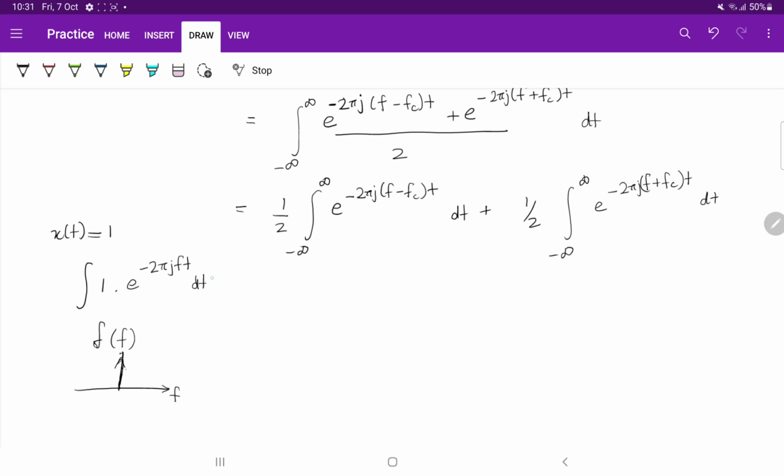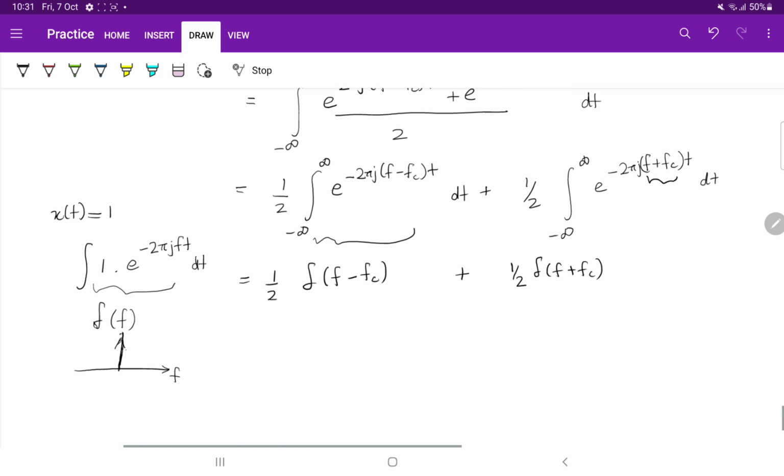Can you see the similarity between this one and this one? Instead of f, there is f minus fc. Can you understand what's going to happen here? Instead of f, if you do this, you get the direct delta function, but now the point is different: instead of f, it's going to be f minus fc. Likewise, if you do this to the other one, instead of f you have f plus fc. So that's the important thing.